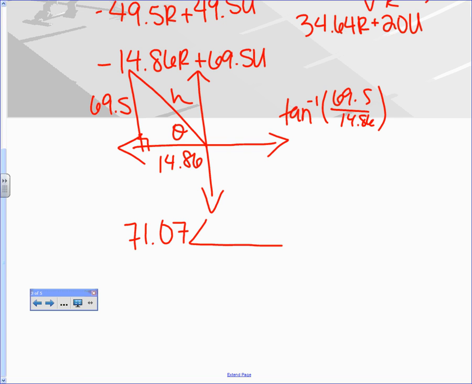Do I put a negative in there? No. We're looking at side lengths only. We're not looking at where they actually are right now. Okay, so this angle right here is 77.93.